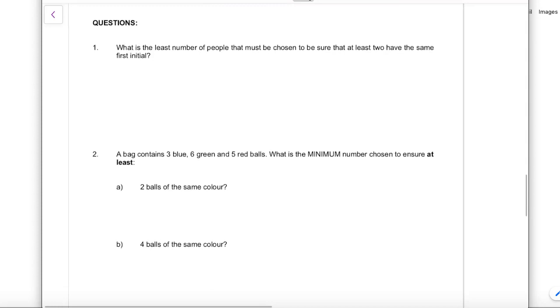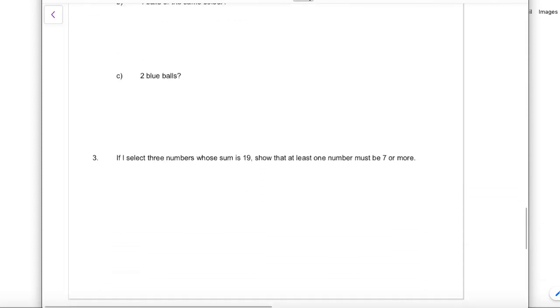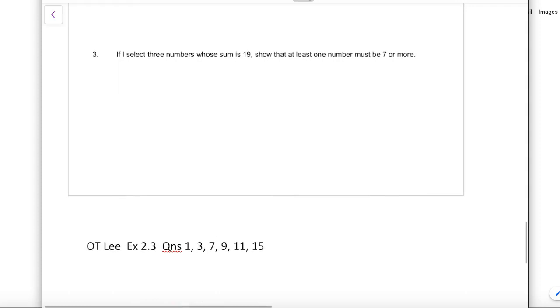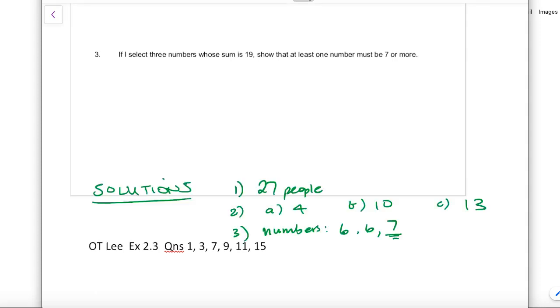So now it's your turn to have a look at the following questions on your sheet. Question 1, question 2, and question 3. So please pause the video and then we will have a look at the solutions to these that we can debrief in class. And here are the solutions to the 3 questions above.